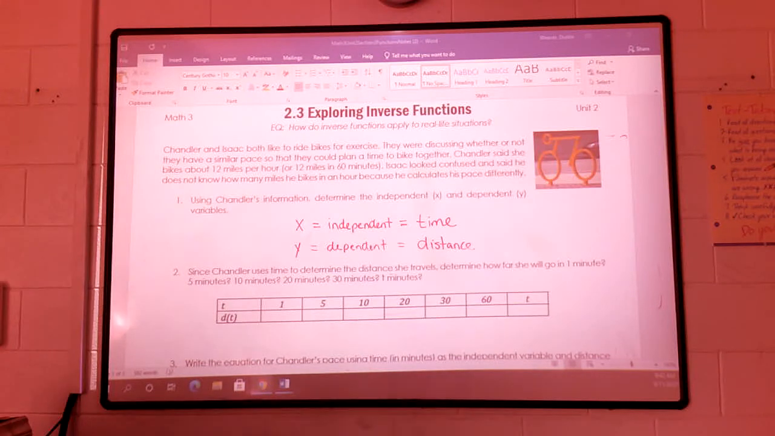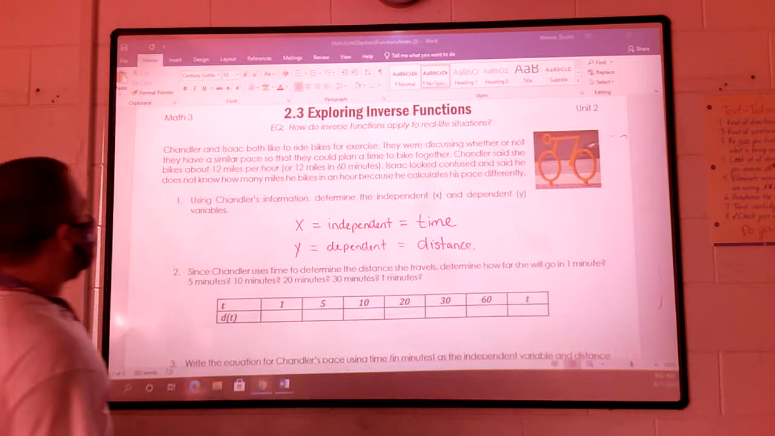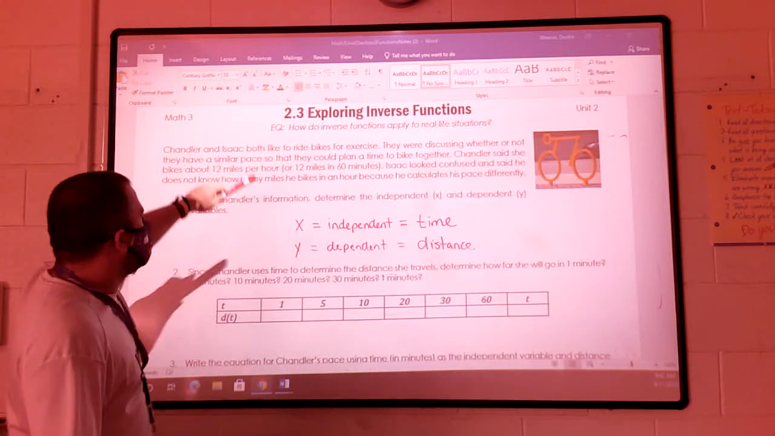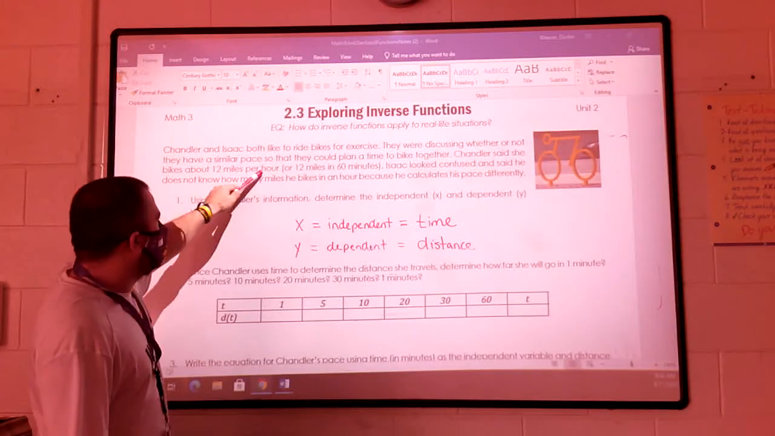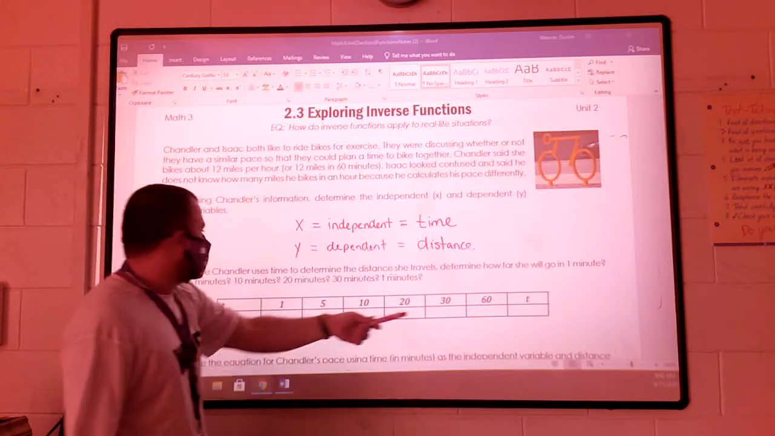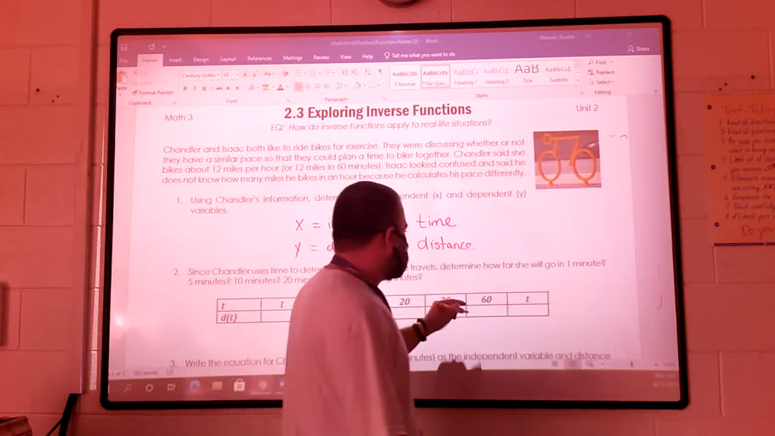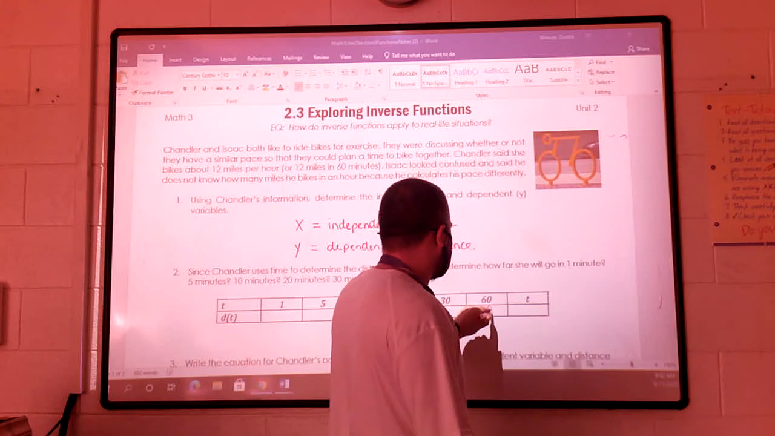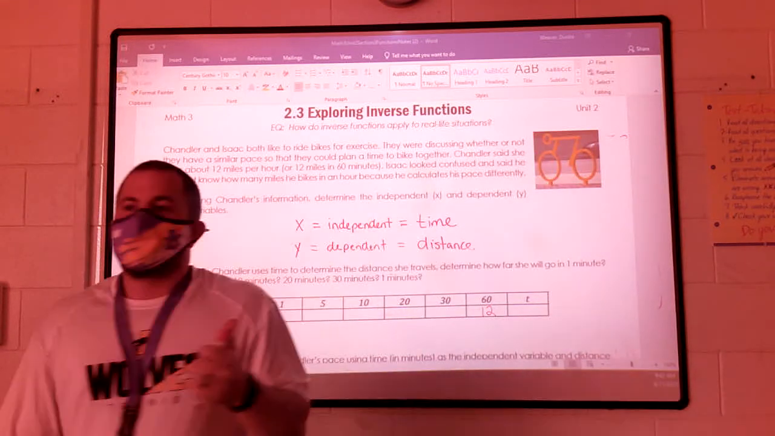So figure out how far she will go in 1 minute. That's what we want to know. How about in 5 minutes? How about in 10 minutes? How about in 20 minutes? How about in 30 minutes? How about in 60 minutes? And then it says t minutes. So there's one that we already know, right? We know Chandler can bike 12 miles in 60 minutes. So we already know this distance is 12. Okay?